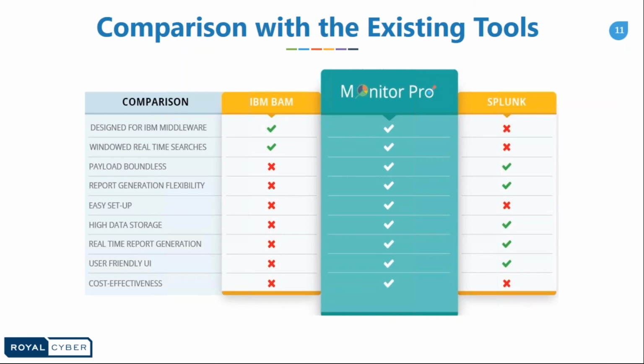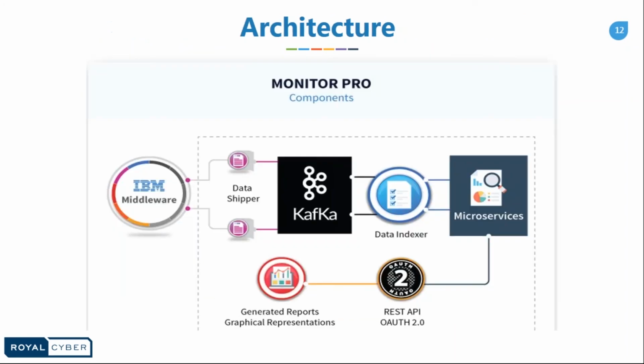The IBM BAM tool, on the other hand, is developed for IBM middleware, but it could not handle the high data load because it uses a SQL database as its backend. So MonitorPro took the best of both worlds, supporting high volume and high velocity, and also being built specially to track middleware transactions.